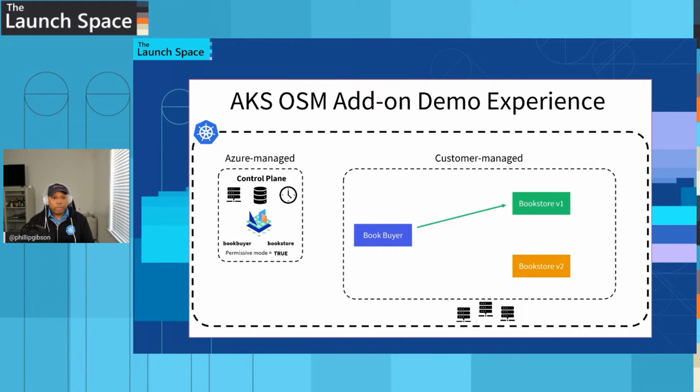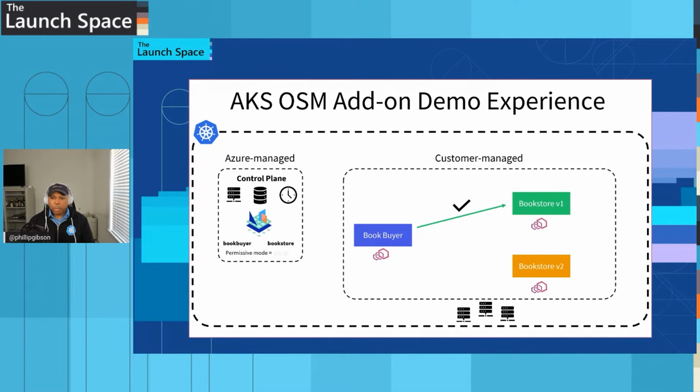So then we'll onboard both the book buyer and bookstore applications' namespaces. And then we're going to go and do the redeployment of all those 3 services, and we'll get this Envoy sidecar proxy put into those pods. And then we'll do a smoke test and make sure that the book buyer is still able to talk to the bookstore v1 service correctly.